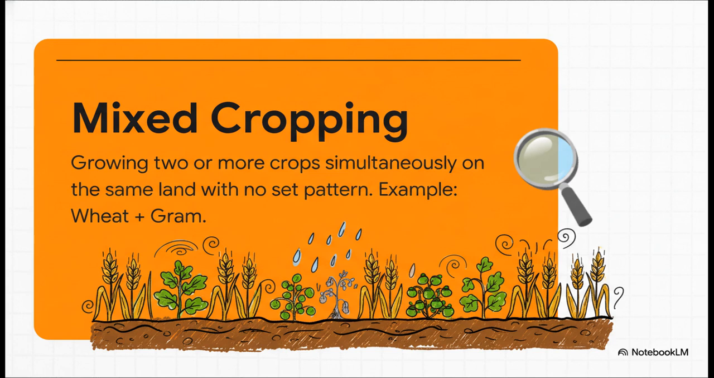Let's look at the first one: mixed cropping. In this, the seeds of 2 or more crops are mixed together and sown on the field.